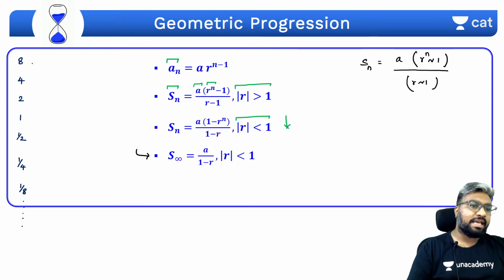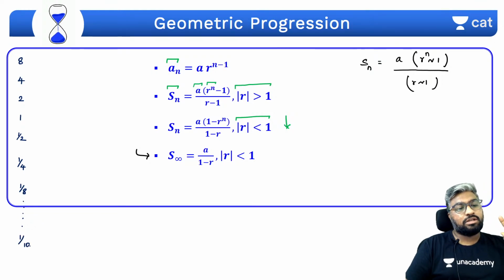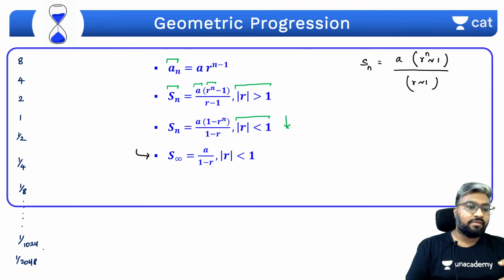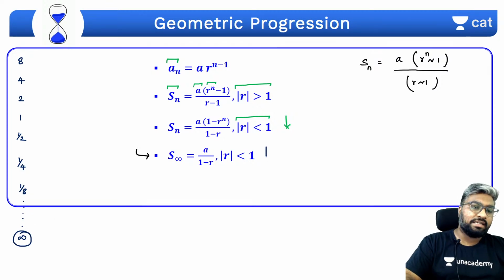This series, 8, 4, 2, 1, 0.5, 0.25, 0.125, will never end, it will keep going on, right? This will keep going on till 1 by 1024, 1 by 2048, 1 by 4096, right? This will never end. Yes, so this will keep going on till what? Infinity. Yes, so if there is a sequence, and this will work only for a decreasing GP, okay?